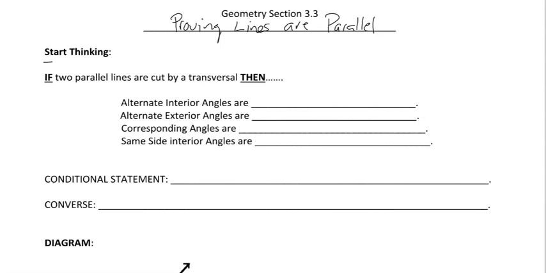All right, so the start thinking part has to do with what we've done so far. We have this conditional statement. Remember, a conditional statement is an if-then form. This is your hypothesis part. This is the part that has to be true. So if two parallel lines are cut by a transversal, then we have all of these, which are all the theorems and the postulates.